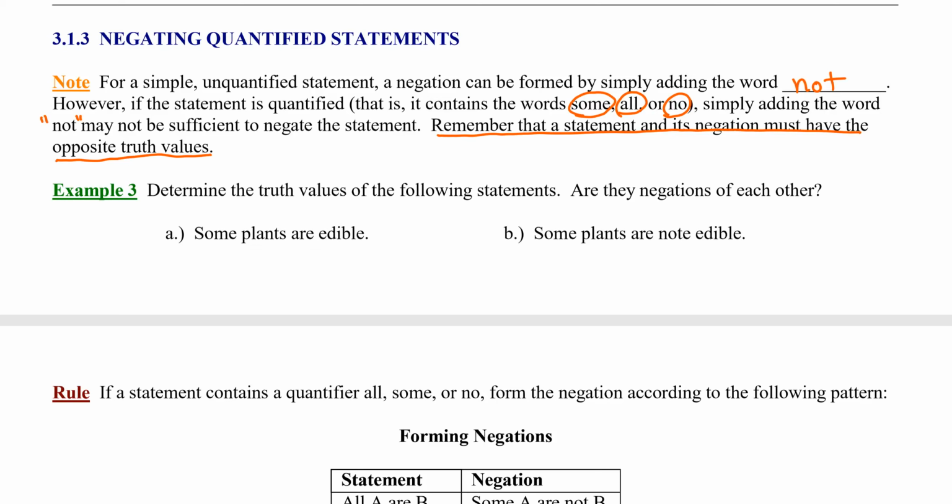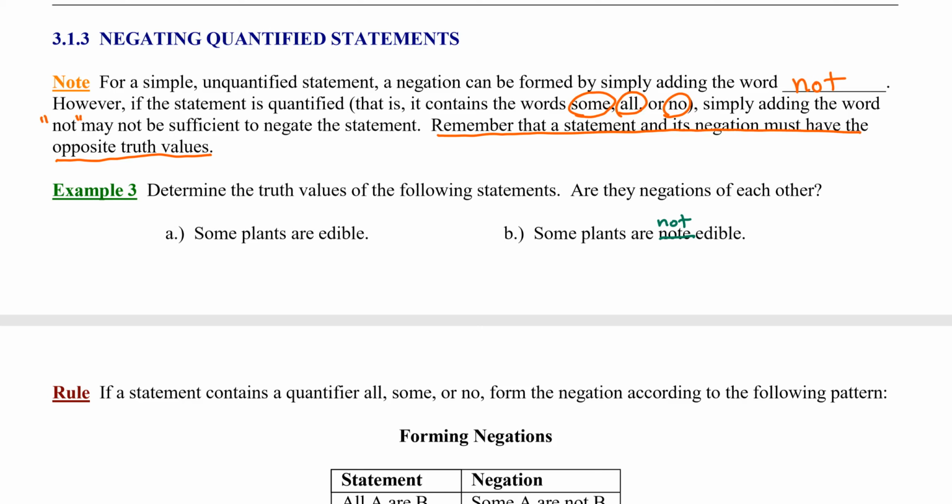Some plants are edible. Some plants are not edible. Sorry again for my typo. That should say not. Some plants are edible. Some plants are not edible. It sounds like we've formed the negation, but let's examine the truth values.